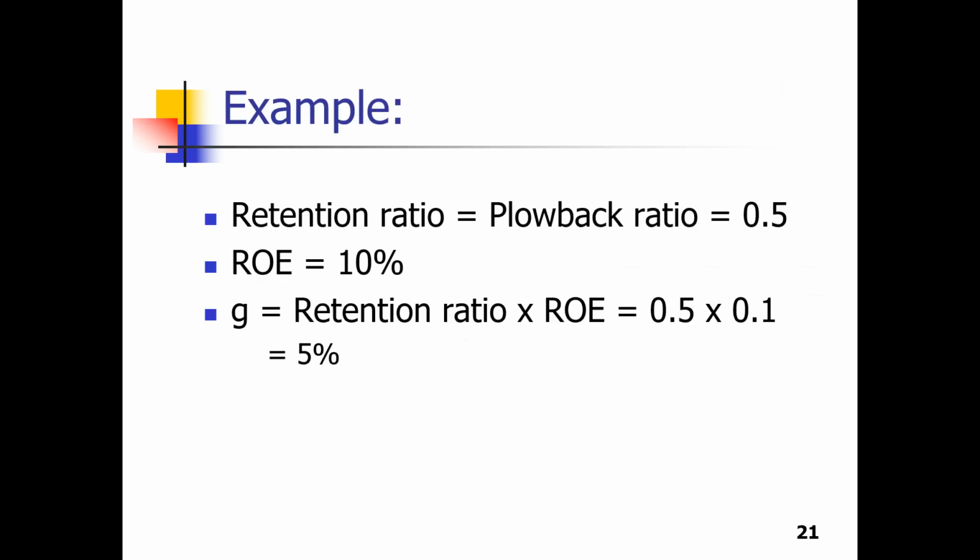So the retention ratio or plowback ratio is 0.5. This company paid half of its net income as dividend and kept half of it. Return on equity for this company is 10% last year. They made 10% money for their equity holders. Their profit was 10% of the amount of equity they had on the balance sheet. Then g becomes retention rate times ROE, or 0.5 times 0.1, or 5%.